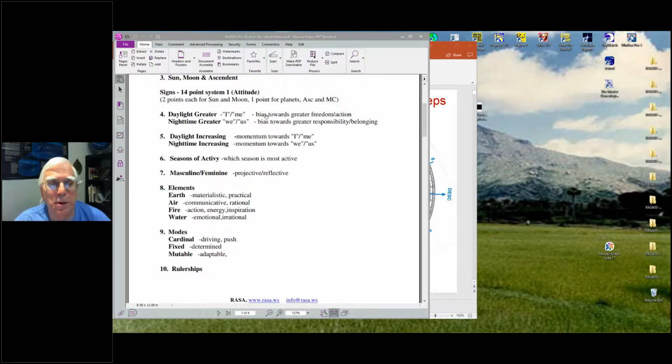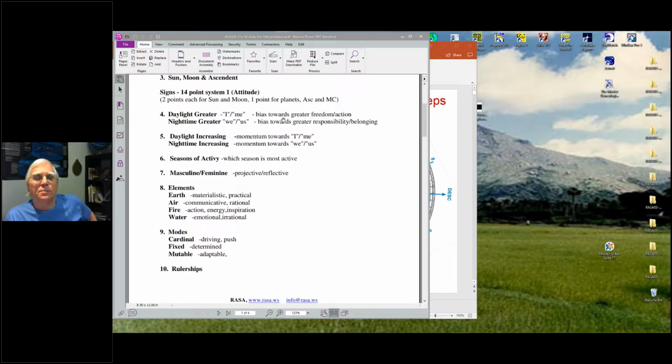So then we go into a point system. With the signs of the zodiac, there's 14 points. We count 2 points for the sun, 2 points for the moon, and 1 point for each of the planets, and 1 point for the ascendant and the midheaven. This is our counting system, that's how we count them.